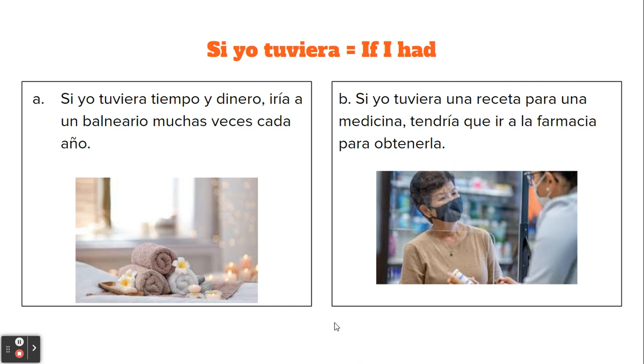Moving on to si yo tuviera, if I had. Si yo tuviera tiempo y dinero, iría a un balneario muchas veces cada año. If I had time and money, I would go to a spa many times every year. Second option, si yo tuviera una receta para una medicina, tendría que ir a la farmacia para obtenerla. If I had a prescription for a medication, I would have to go to the pharmacy to get it.